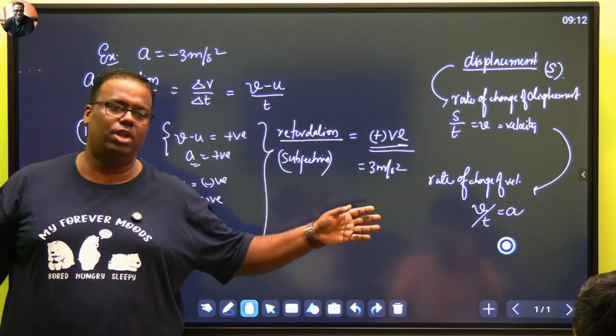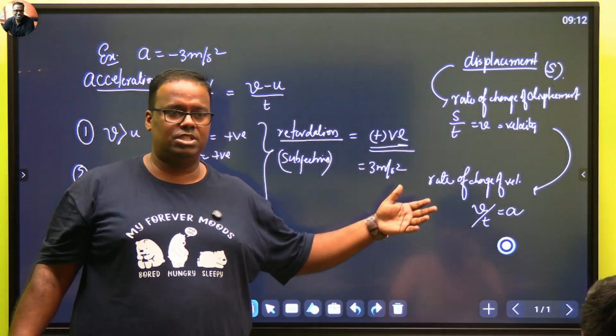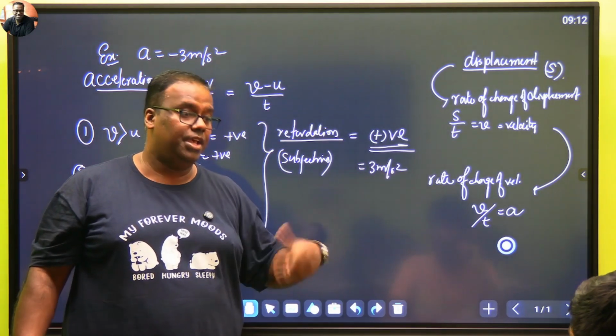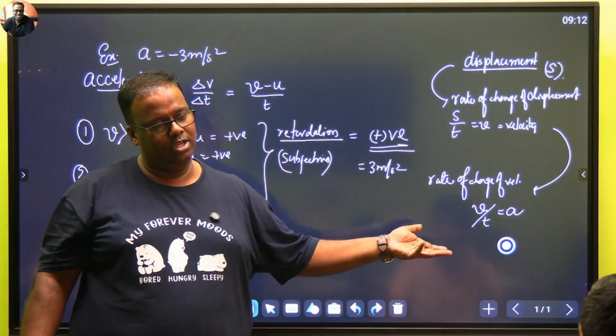रिटार्डेशन मतलब स्लो हो रहा है. That means the body is losing its velocity at the rate of 3 meter per second square. If the velocity of the body right now is 6 meter per second, एक सेकंड बाद कितना हो जाएगा? 3 meters per second, और एक सेकंड बाद 0 हो जाएगा.